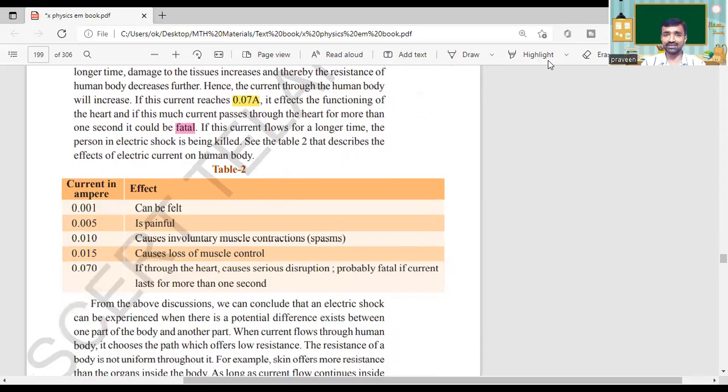Those effects are given in the table. If it is 0.001 ampere current, your body just feels the charge passing through it. If the current is 5 times that, 0.005 amperes, it causes pain. You will feel the pain of the shock. Then it is further increased.